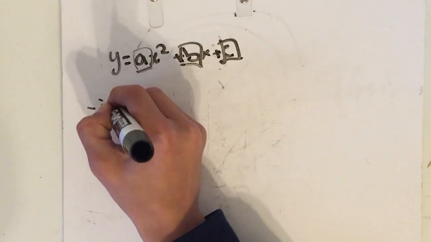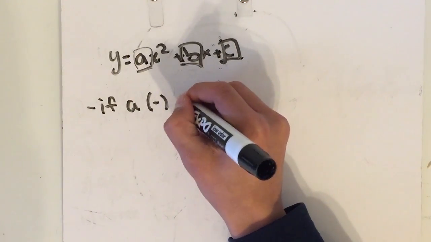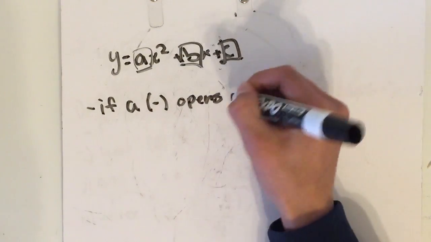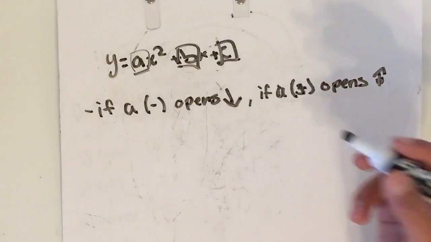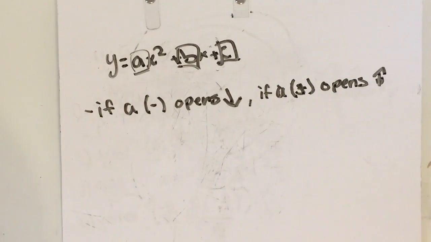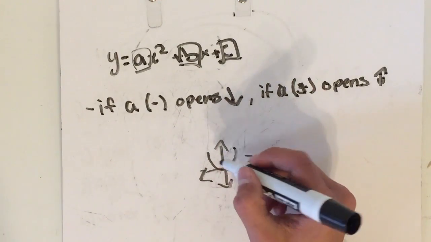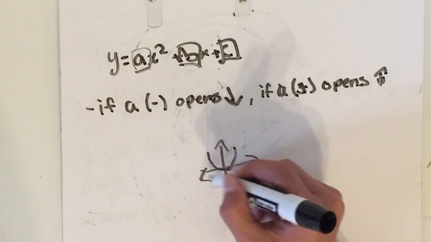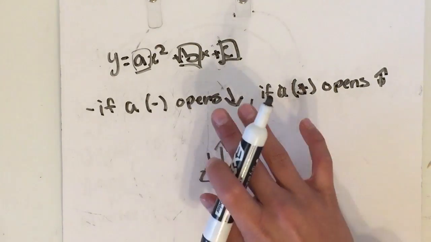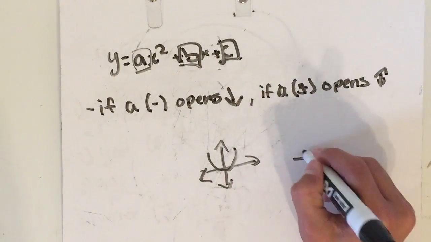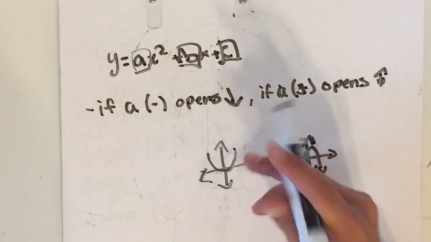If A is negative, it opens down. So when I say opens up or opens down, if you've never looked at a quadratic equation, it looks kind of like this. So when it opens up, the ends go up. If it opens down, the ends would go down rather than up.